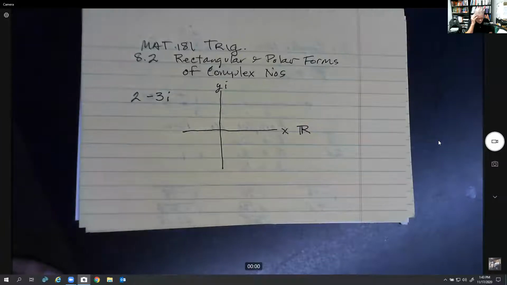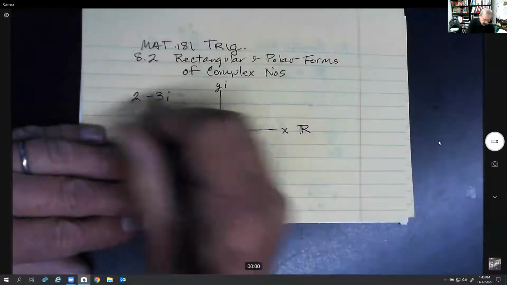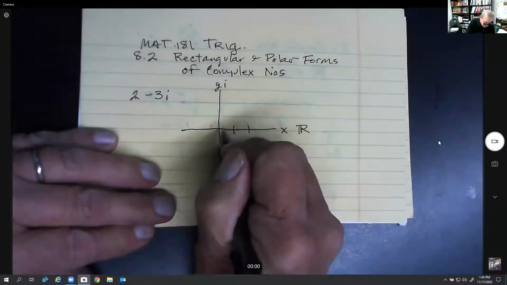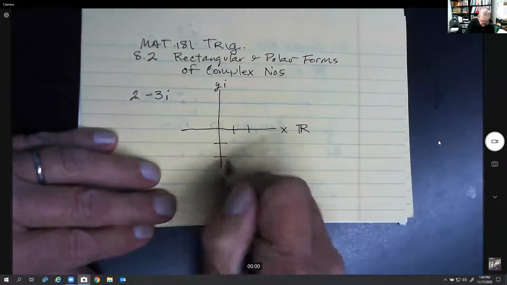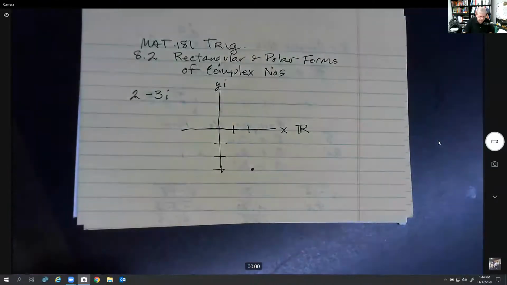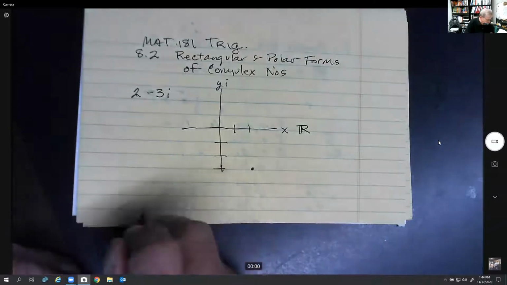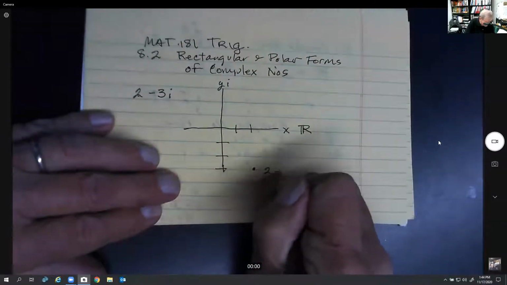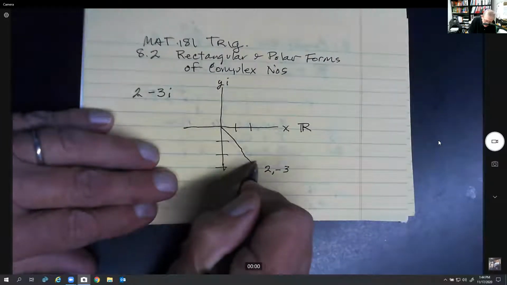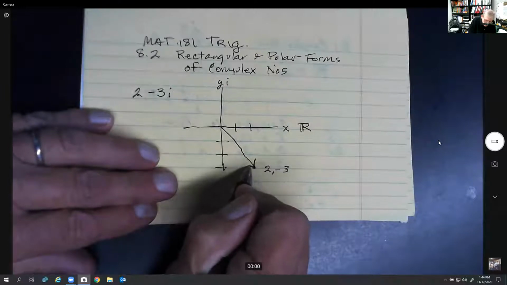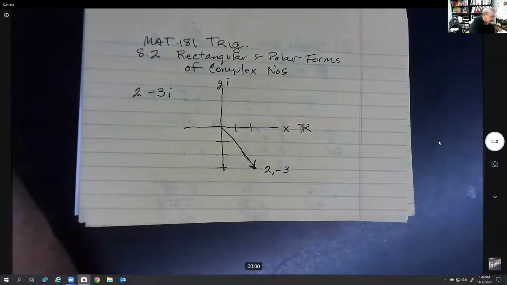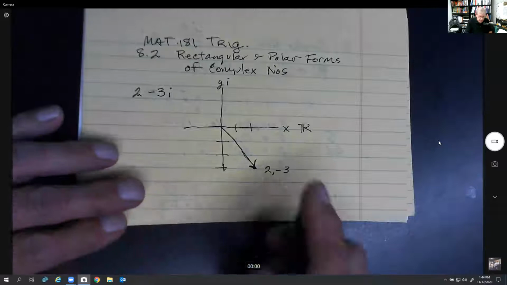And then what we could do is graph this. This number 2 is the real number, so we go 2 units. And then the imaginary number is -3. So if we went to -3, we'd end up at a point somewhere over here. And this would be our point 2, -3. We could draw a vector to this point.